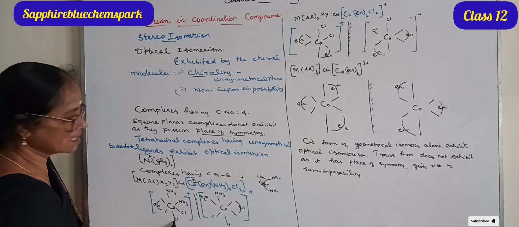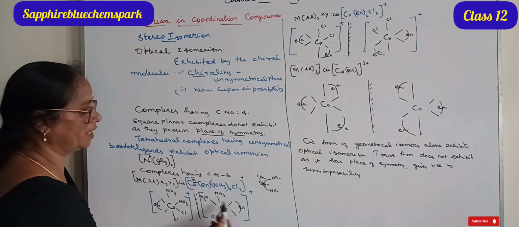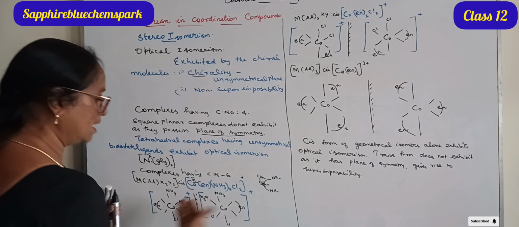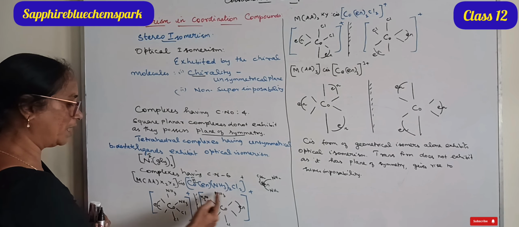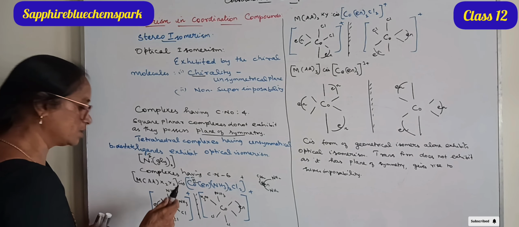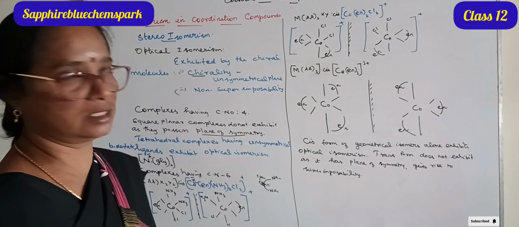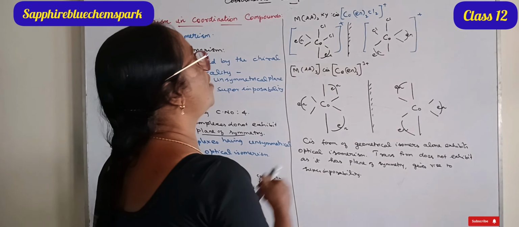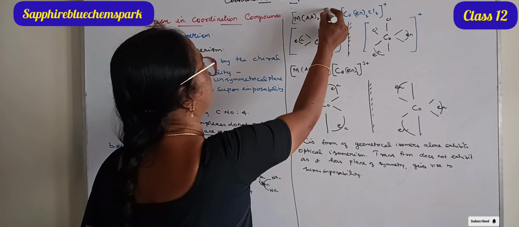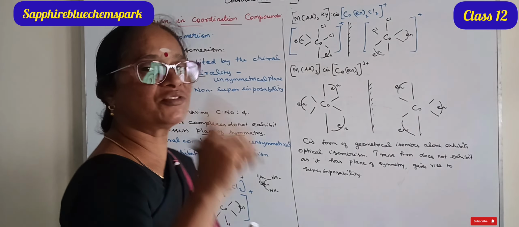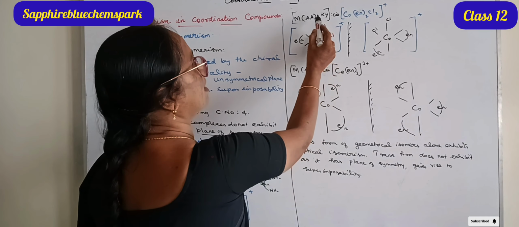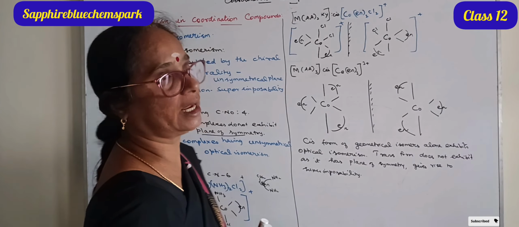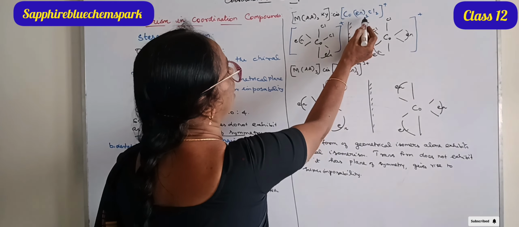So, when we write the cis form of this, you can find its mirror image. When this image is kept over the molecule, they become non-superimposable. So, it exhibits optical isomerism. Similarly, the complex of the type MAA2XY, where two of the ligands are bidentate and the other two ligands are unidentate.